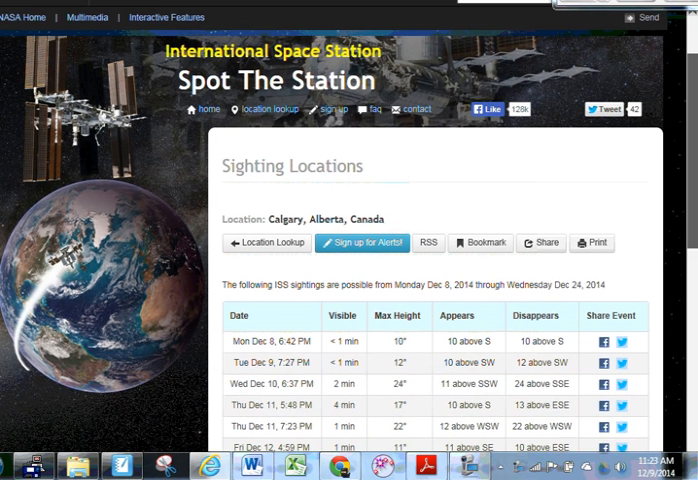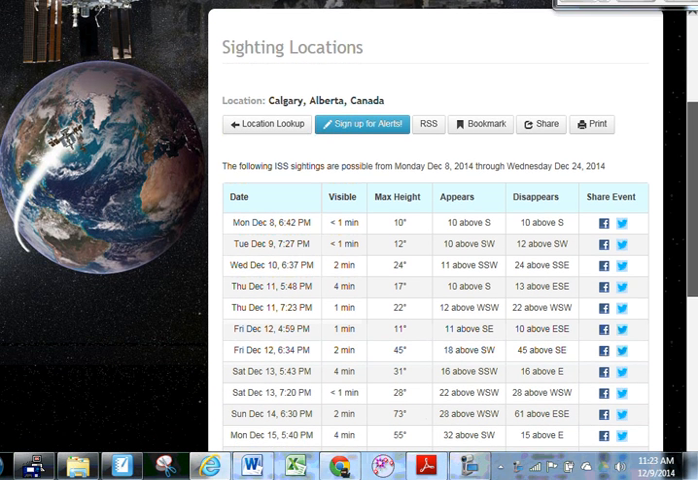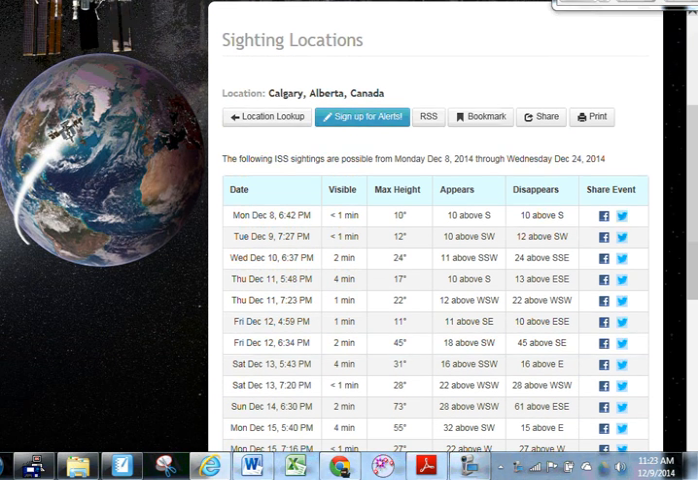Let's see, what's today? The 9th, right? Okay. There's one tonight, actually. Not a very good one, because you can see that it lasts for less than a minute, and it's only 12 degrees above the horizon. At 12 degrees above the horizon, you'd have to be out in a pretty flat field with nothing around in order to see that. It's very, very low. You'd have some difficulty probably seeing that one.